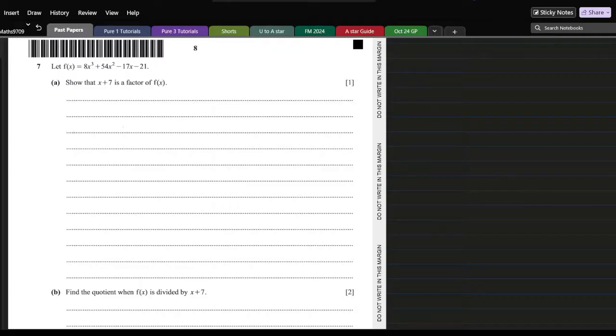Alright, using the factor theorem, we know that it says that if x plus 7 is a factor of f of x, then f of negative 7 must be equal to 0. Right? So that's what we have to prove. We have to prove that f of negative 7 is 0, which would mean that x plus 7 is a factor of f of x. So let's substitute x with negative 7 in f of x.